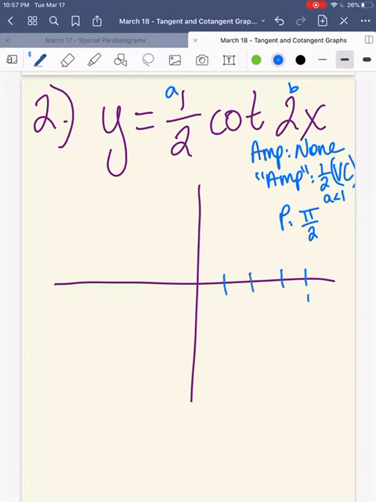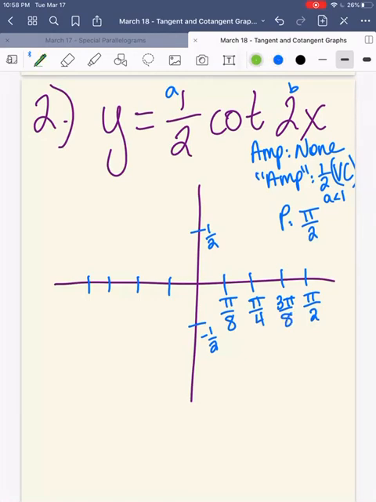Okay, so 1, 2, 3, 4. We're going to put pi over 2, and we're only going to go up to 1/2 and down to 1/2. All right, so if we divide this one by 4, it's going to be pi over 8. If we divide that by 2, it'll be pi over 4, and then 3 pi over 8.